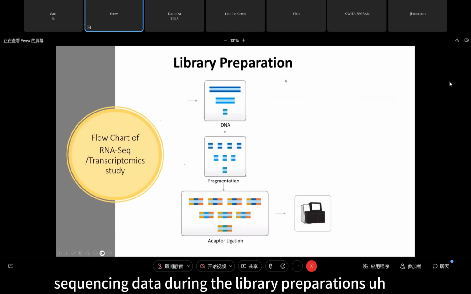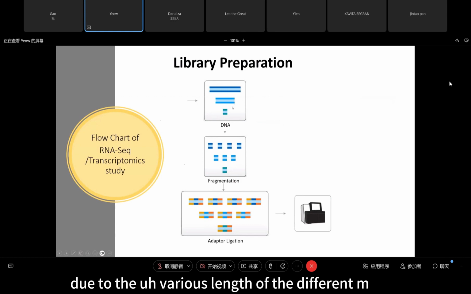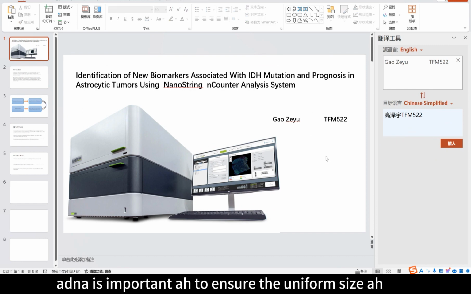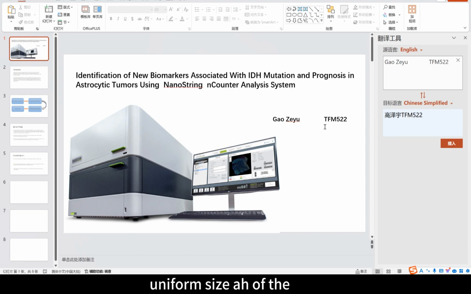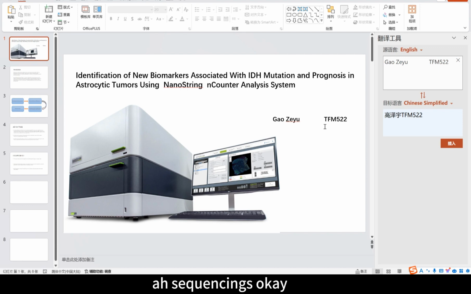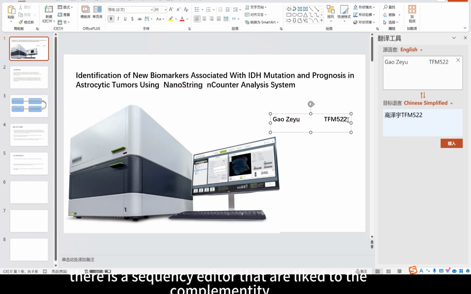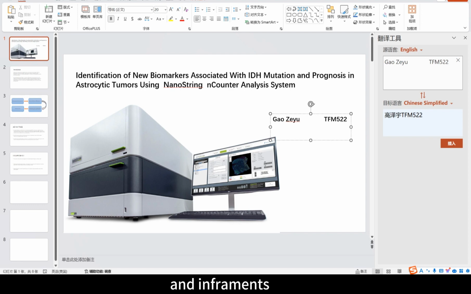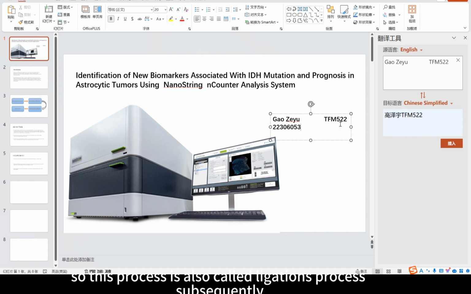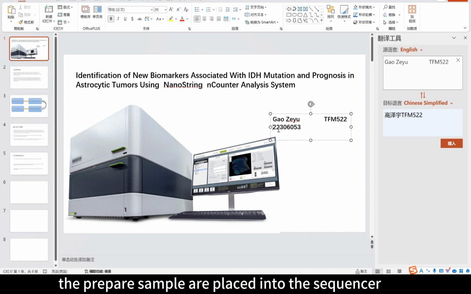During the library preparation, due to the various lengths of the different mRNA transcripts, fragmentation of the complementary DNA is important to ensure the uniform size of the sample. This step is very important to enable consistent sequencing. Then following the fragmentation, sequencing adapters are ligated to the complementary DNA fragments, allowing them to bind to the sequencer itself. This process is also called the ligation process. Subsequently, the prepared samples are placed into the sequencer.